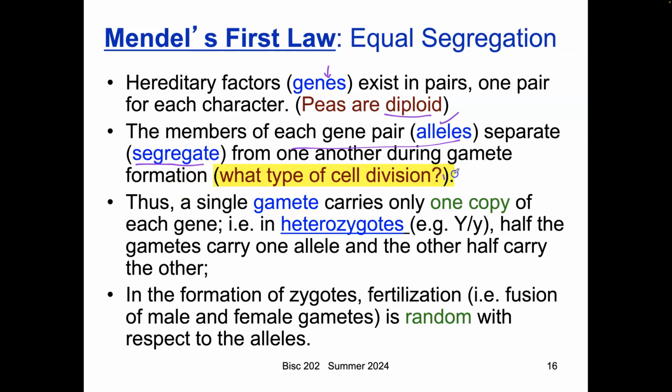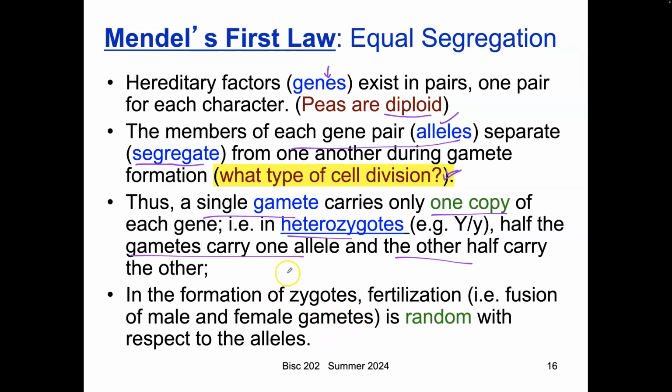Just remind yourself, I'm trying to key you back into previous lectures by reminding you of things we've talked about before, so you can see that this is all one long narrative, one long story. So what type of cell division? So a single gamete is going to carry only one copy of each gene. So if an individual is heterozygous, half the gametes will carry one of the alleles and the other half will carry the other allele. And this seems obvious to us, but at the time, this was pretty revolutionary information.